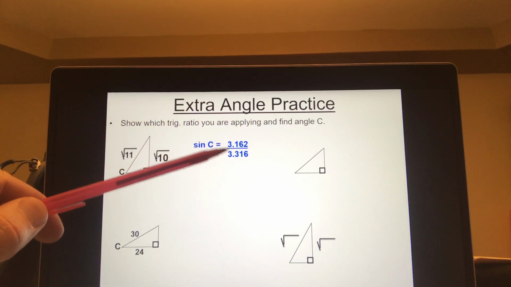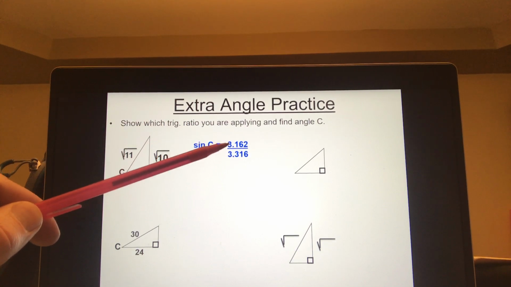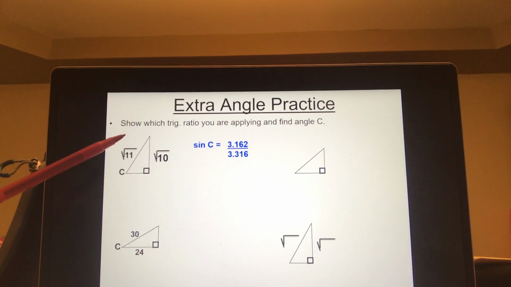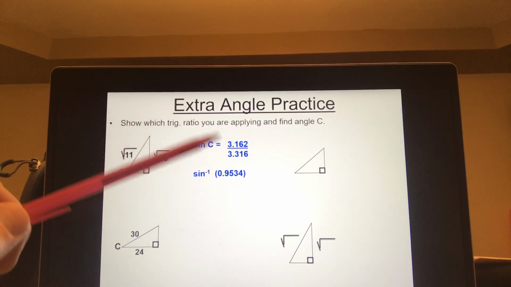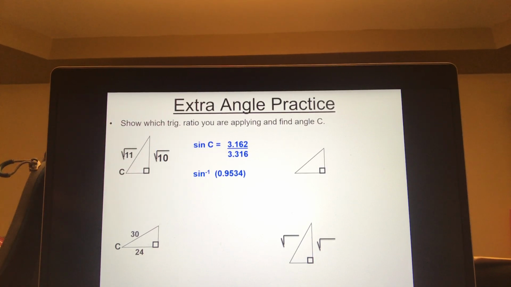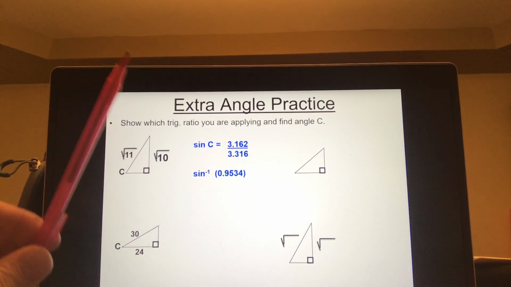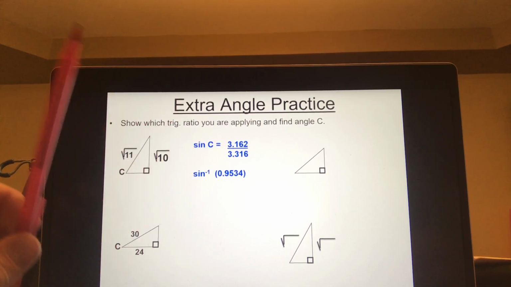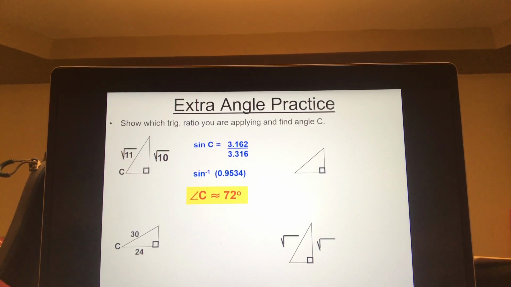Now, you probably wouldn't use these decimal values. You'd probably just type it right in your calculator, root 10 divided by root 11, and you'd be getting this decimal, 0.9534, et cetera, rounded off. And then on your calculators, you have this little inverse key, which allows you to find that angle measure, which should have been approximately 72.